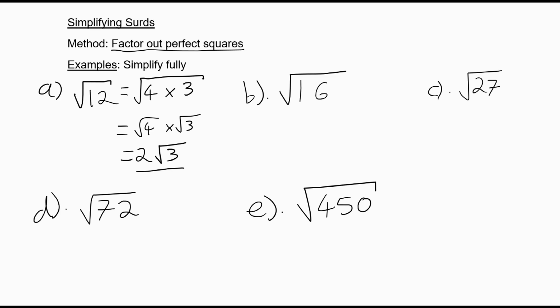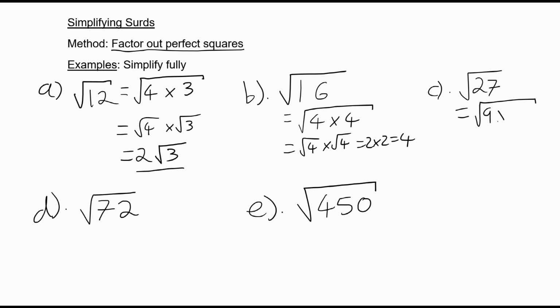The square root of 16, we know that's going to be 4, but just to illustrate the idea, I could say that 16 is 4 times 4, which would give me the square root of 4 times the square root of 4, which is 2 times 2, which gives us 4. For c, I know that 9 is a perfect square, which goes into 27, so I'm going to write 27 as 9 times 3. So I have root 9 times root 3, which is just 3 root 3.